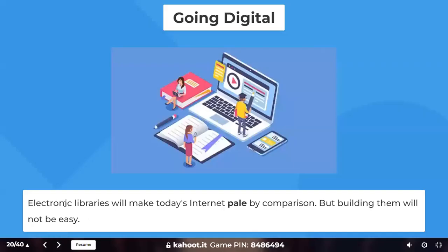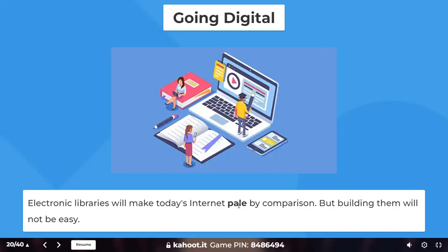Yeah, here. Now, electronic libraries will make today's internet pale by comparison. Now, if we look at this statement, electronic libraries, and here we have the internet. Now, the question is, what is the writer doing? The person who wrote this statement, what is he doing? What is the function of the sentence? The function of this sentence. Electronic libraries will make today's internet pale by comparison. What is the writer doing? Now, if you're reading at the pragmatic level, how can you answer this question?